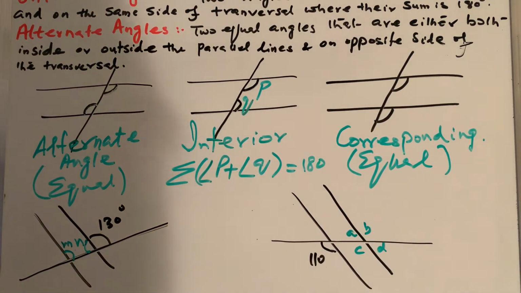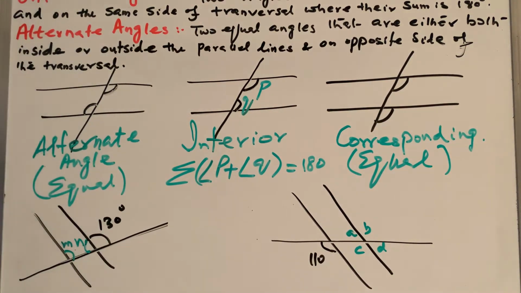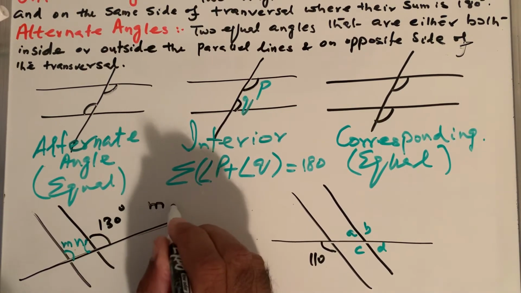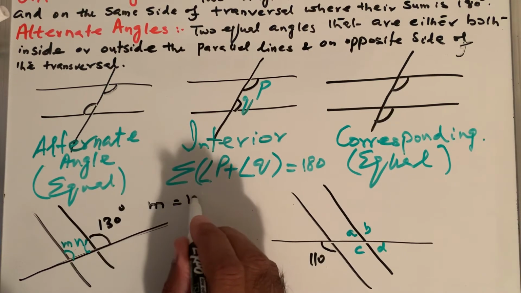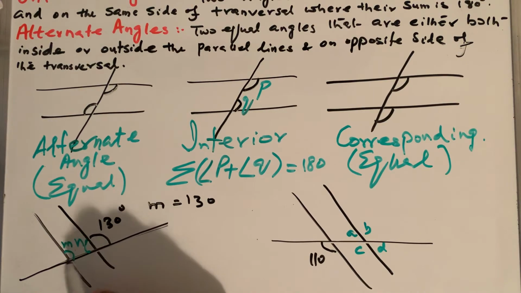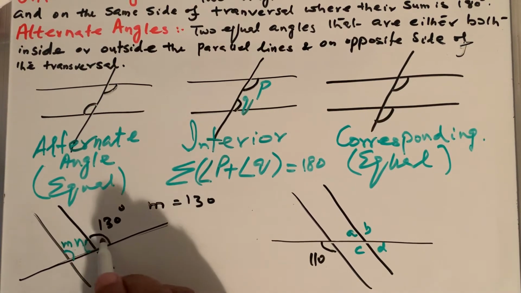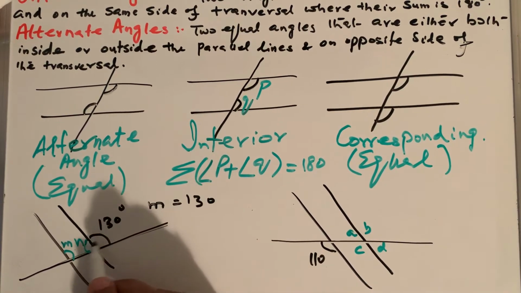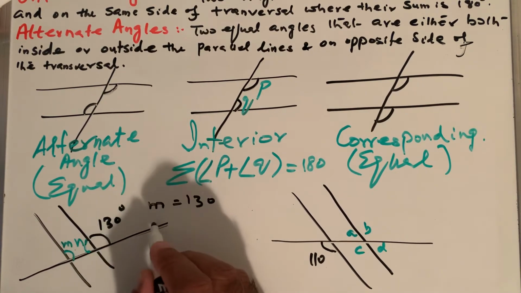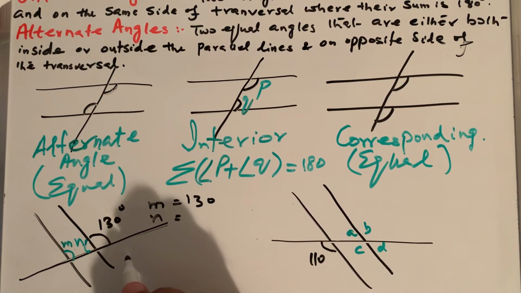Hopefully you have tried the first one, which is easy. If it matches your answer, then you are good with the definitions. Angle M is 130. Why is this 130? These are corresponding angles, and they are always equal. So if this is 130, this is also 130. What is N? N will be equal to how much?